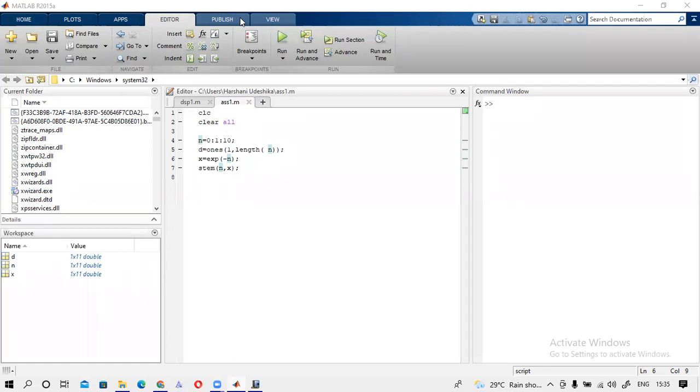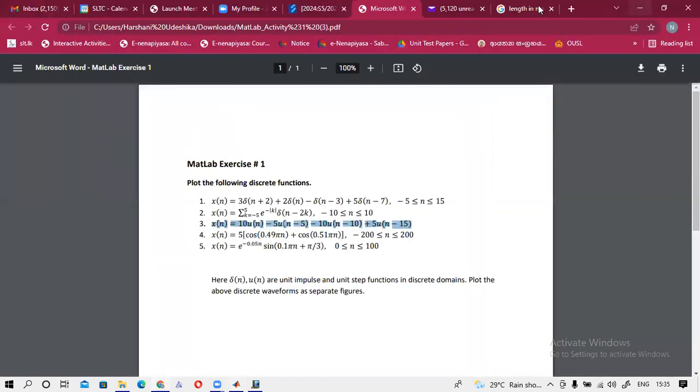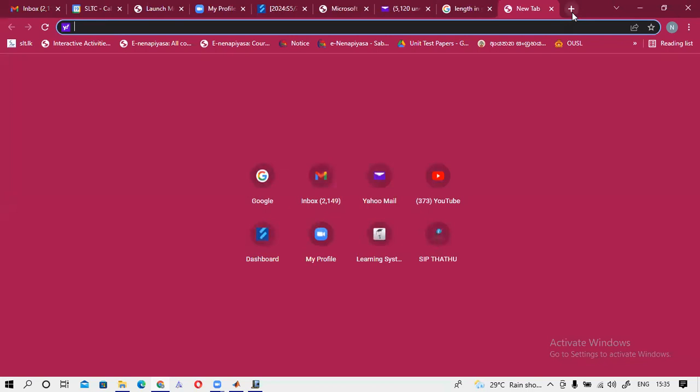Try to plot this using for loops, and you have to use the conditional, greater than or equal. These are conditional statements. Sometimes you may have to use that. In Matlab, you can directly plot. For example, you can go to the internet.